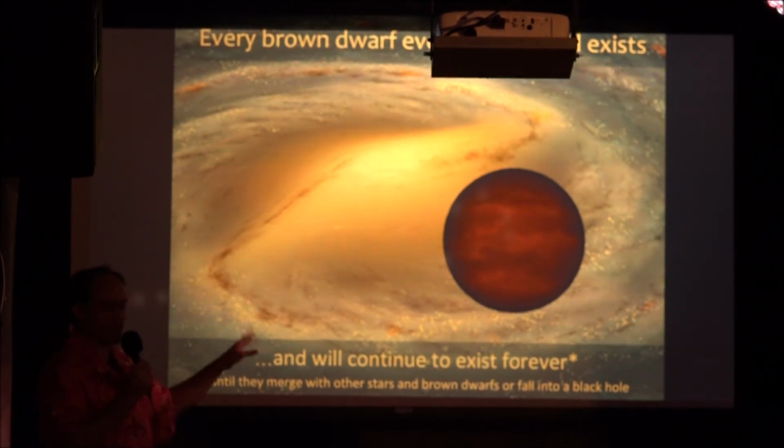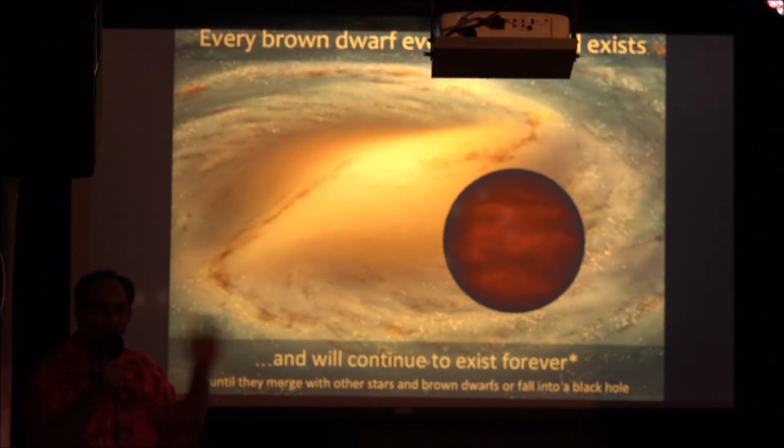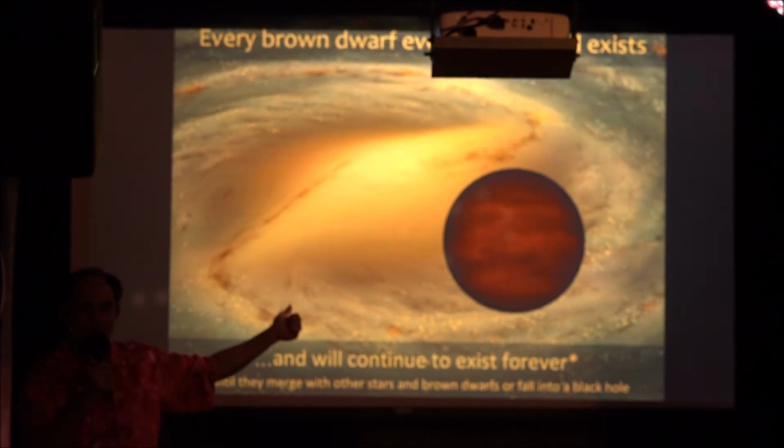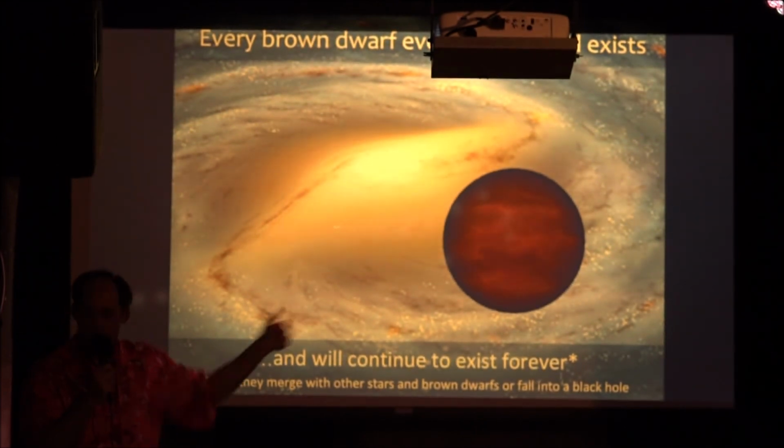I mean, they could merge with other stars, or brown dwarfs could fall into black holes, stuff like that. But barring a disaster of that order, right, these things are going to be here when all of the other stars burn out and there's no more material left to form stars. These little guys are just going to be floating around by themselves. That's cool. Okay. All right.